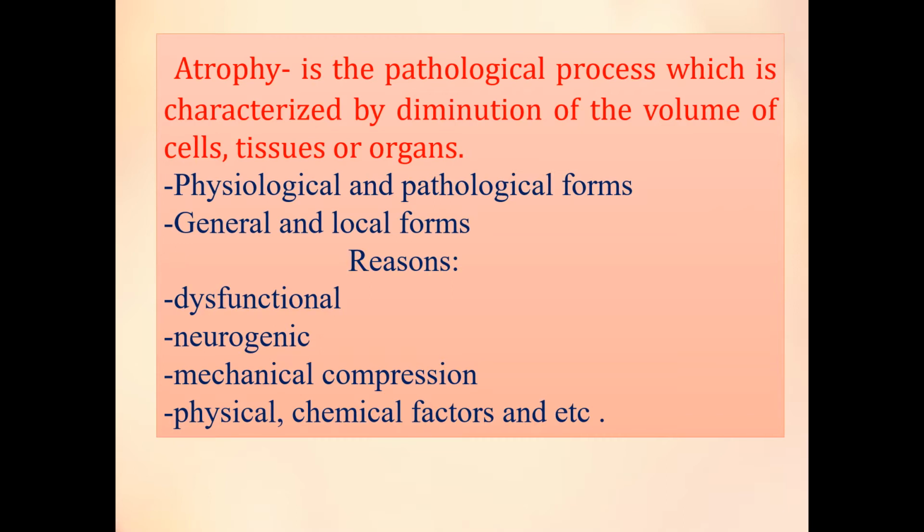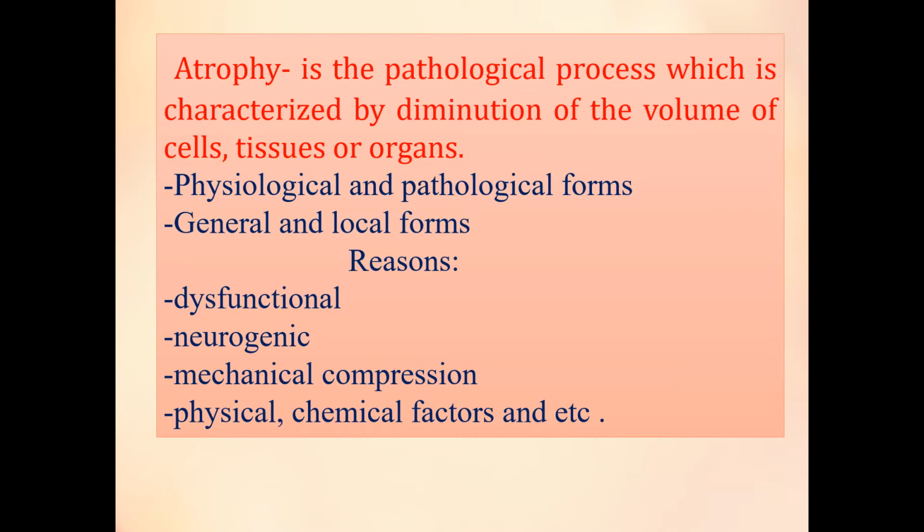And the third form is atrophy arising from the influence of physical, chemical, or some pharmacological factors. An example of this type of atrophy is atrophy of the beta cells of pancreatic islets, resulting from the action of alloxan. Alloxan is a substance which selectively damages the beta cells, and the beta cells go into atrophy.